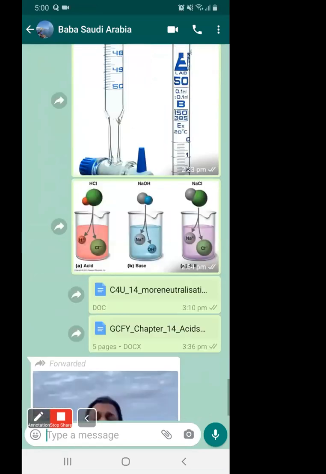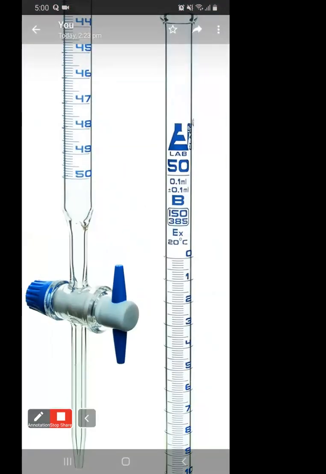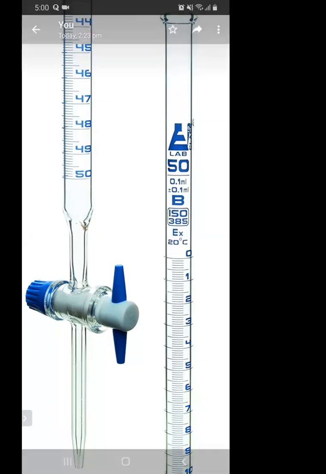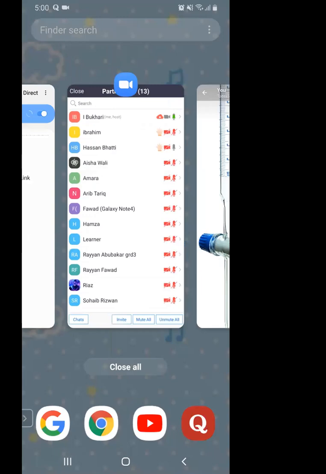I am sharing, this is what a burette looks like. Can you see the nozzle? By unscrewing and screwing, I can regulate the drops of acid pouring into the conical flask. And I have to be careful. Why do I have to be careful?